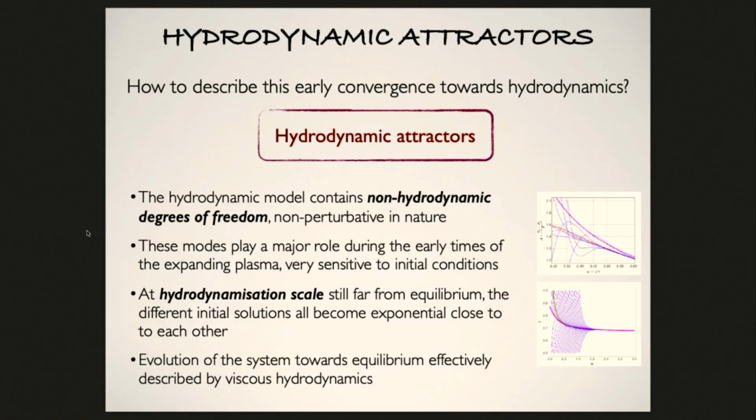So how do we describe this very early convergence towards hydrodynamics? Basically, it's what I mentioned. The hydrodynamic model contains these non-hydrodynamic degrees of freedom. They are non-perturbative in nature. They decay exponentially very fast. They play a major role at early times, and they're very sensitive to initial conditions. But then at some scale, at the hydrodynamization scale, they're all exponentially close, so you don't see them. You can't distinguish between them, and you can only see what is left, which is the evolution towards the hydrodynamic state. This part is a hydrodynamic attractor. It's called a hydrodynamic attractor because it does not depend on any initial state. It always goes towards that final state.